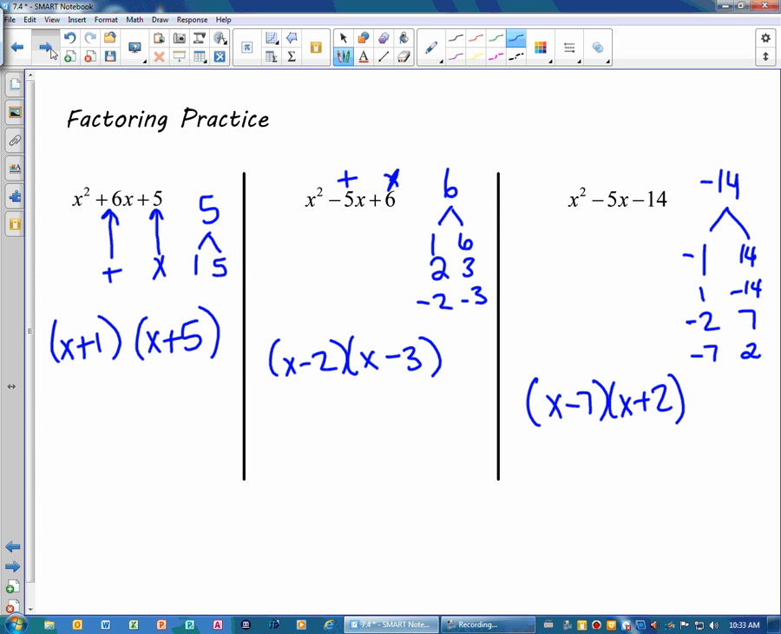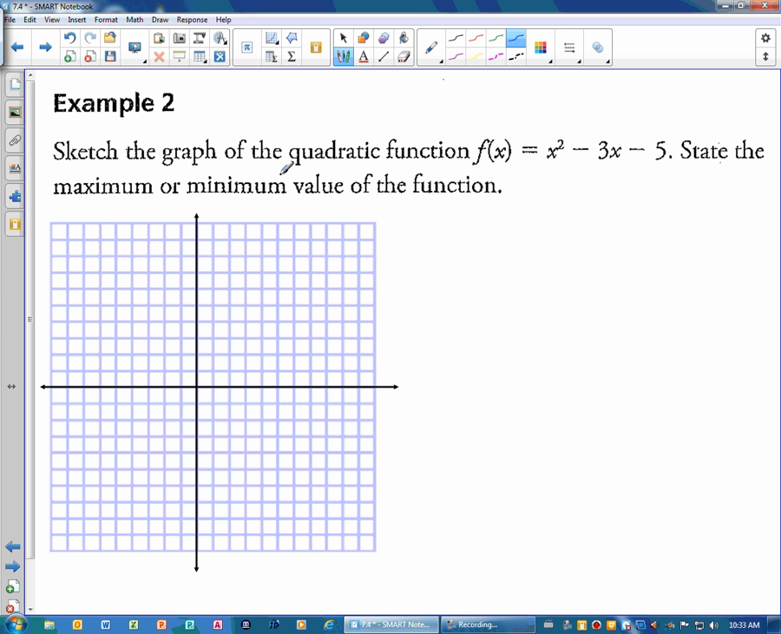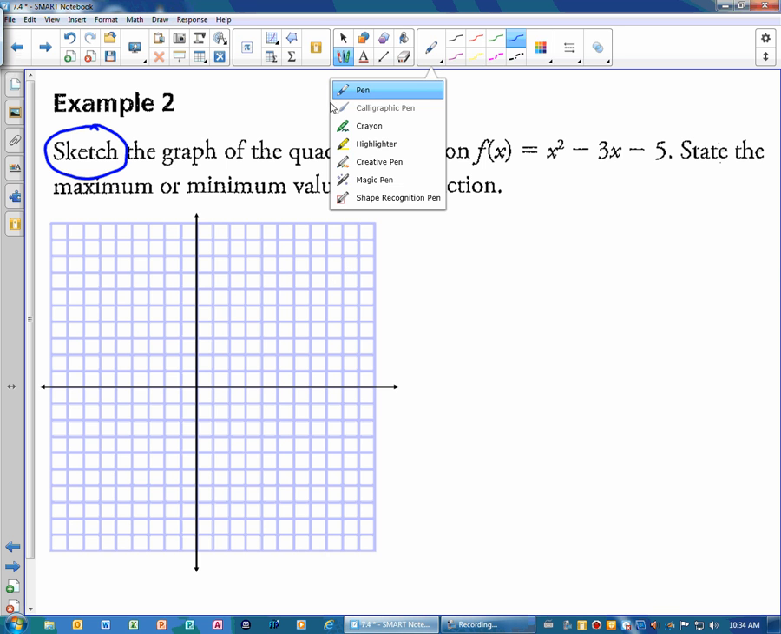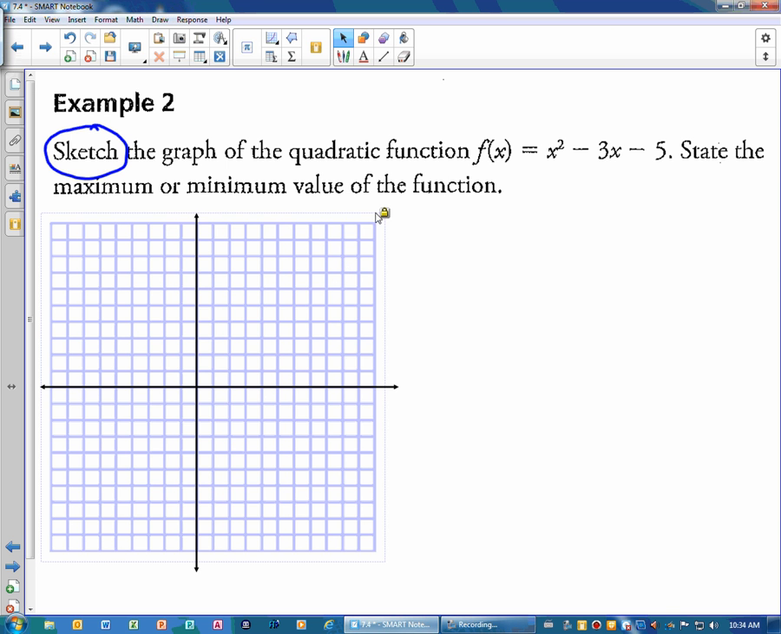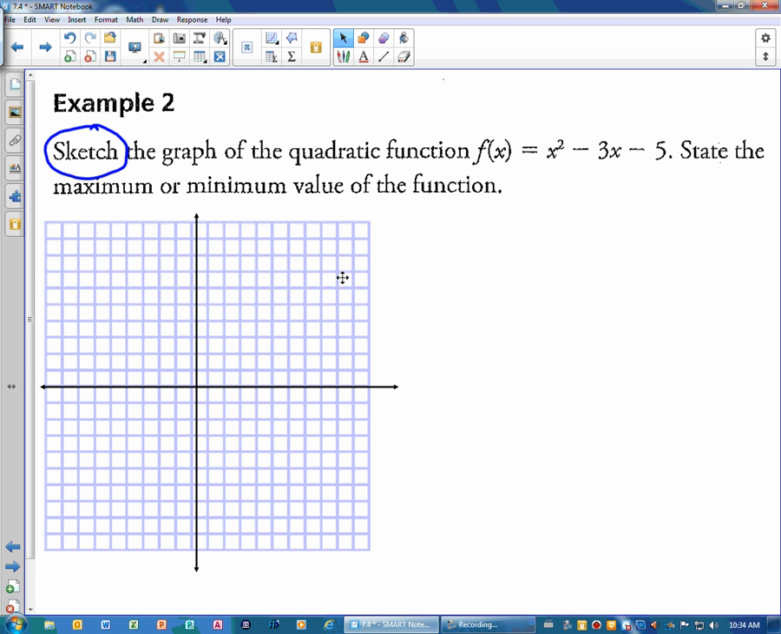Okay, so let's try it on this graph. I'm moving to example 2, and I'll go back to example number 1. It says, sketch the graph of the quadratic function x squared minus 3x minus 5. Now, it says sketch, and that's different than graphing. Sketch means that you don't need graph paper. So I'm actually going to get rid of this graph paper, because sketching is a lot easier.